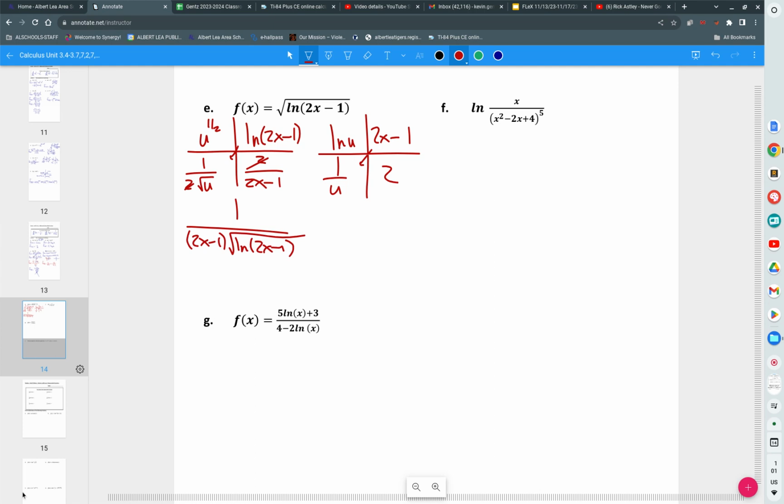Oh boy, oh boy, oh boy. Letter F. Try again. Try to rewrite this. Rewrite it. Don't take the derivative right now. Don't use the quotient rule. Talk to your friend. Try to rewrite it. I actually made that very clear today, and it really hurt my heart.